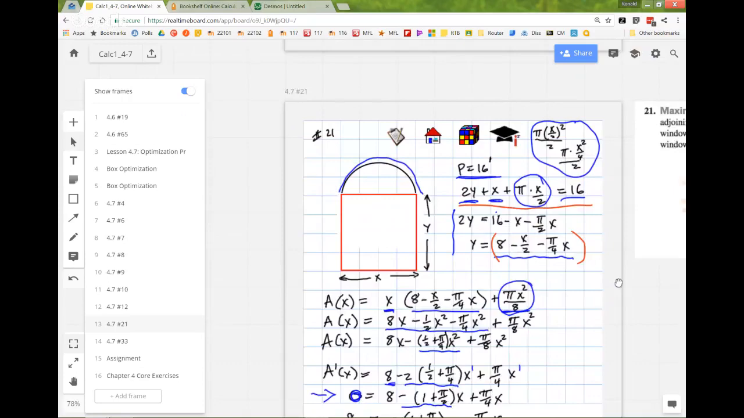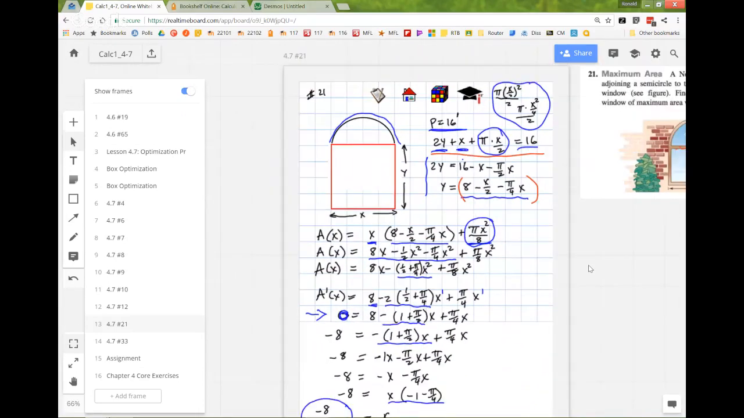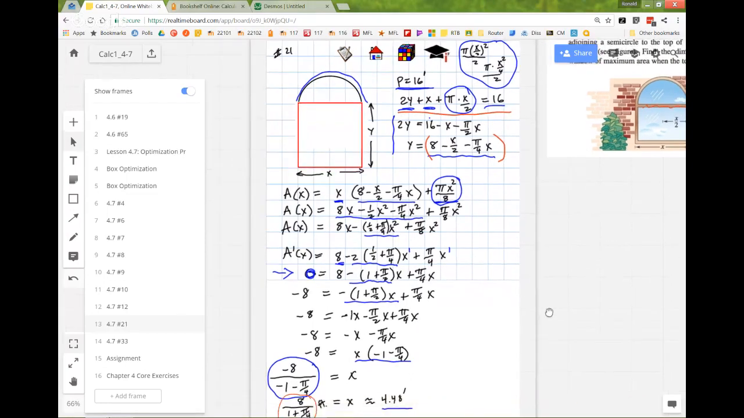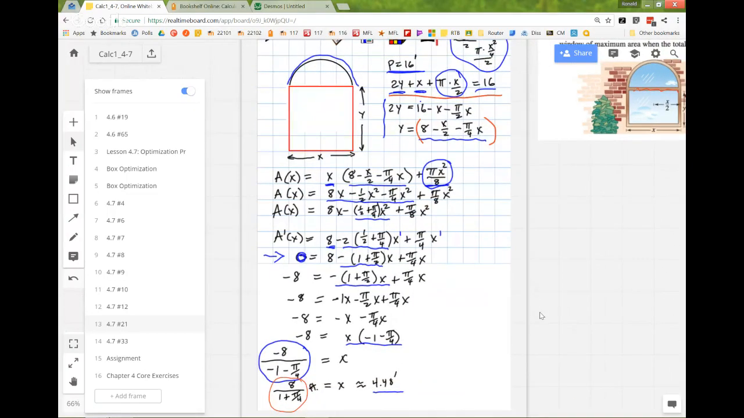So that was a little bit messy, and sometimes they get that complicated. By the way, what would y be? We'd have to come back here in this expression right here and substitute in that 4.48 feet, and you could find the height. So that may have buzzed by you. Were you able to pick that up? Do you have any questions?